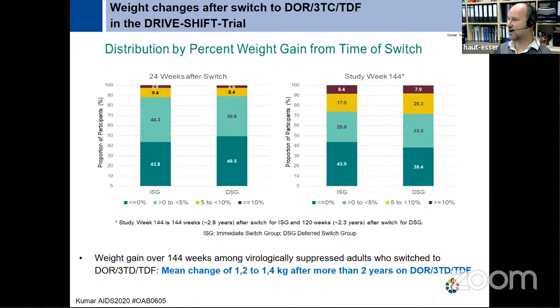And you see here what happens after the switch. It was presented at the AIDS conference this year. You see after the switch, in 2 years, only a mean change of 1.2 or 1.4 kilos was observed if you switch to Doravirine. And this can also be observed in the normal adult population. So Doravirine use was not associated with weight gain in the switch setting.